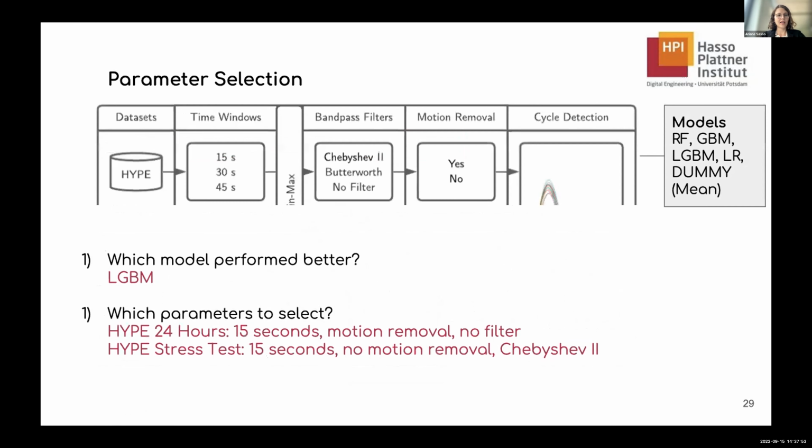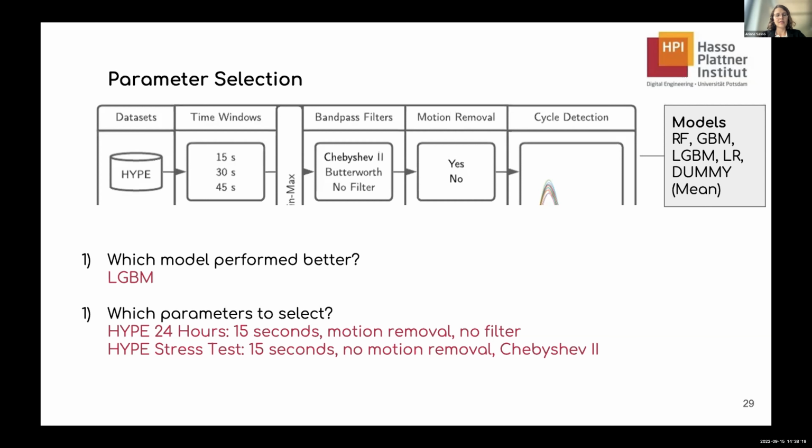Because of that, we decided to keep, for our HYPE 24 hours experiment, the 15-second windows for all the other experiments also. But for the 24 hours, it was clearly important that we did some motion removal. So not all the data was used because there were too many artifacts. And we ended up using no filter because we used the Empatica E4 device, the one I showed in the beginning, and the data was quite fine.